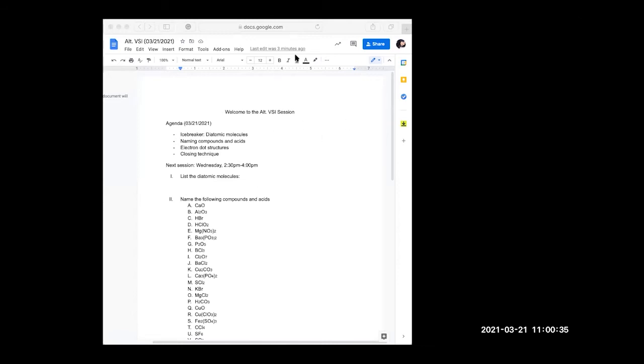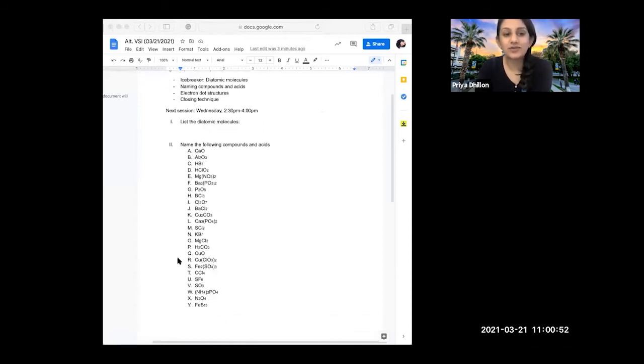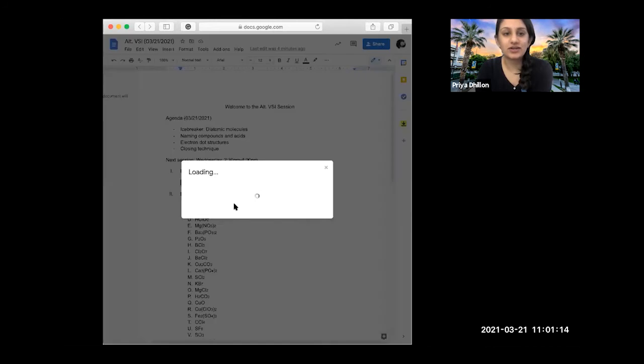But the plan for today is that we are going to be doing a little icebreaker. It's going to be the diatomic molecules. This is something that you have to remember. So we'll practice that, and then we will be naming some compounds and acids. So I have this list that we'll try to maybe name during the session, and then we'll do electron dot structures, and then we'll do a closing. And then again, just a reminder that I'm going to have another session on Wednesday from 2:30 to 4 p.m. But let me share this document with you first, and then we'll get started.